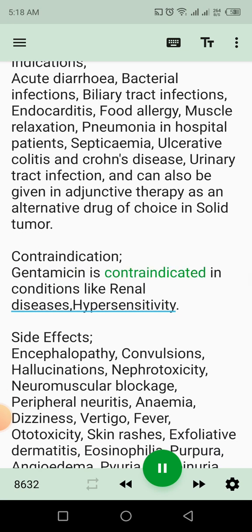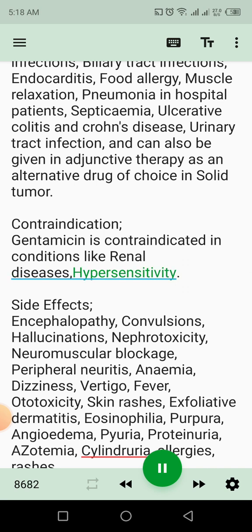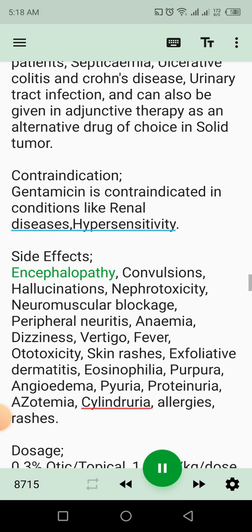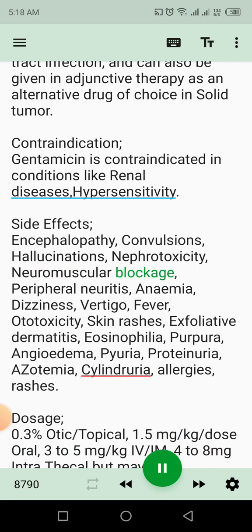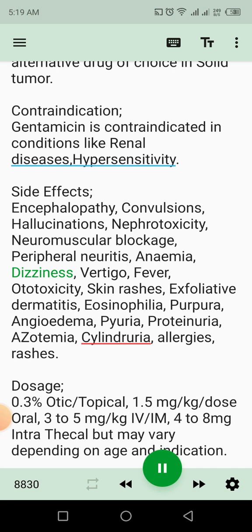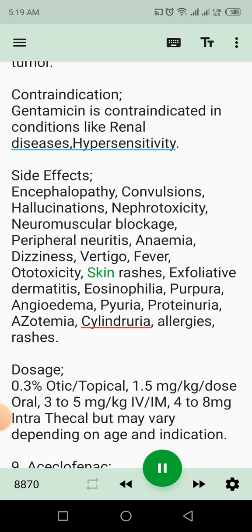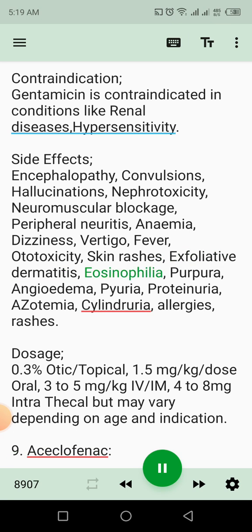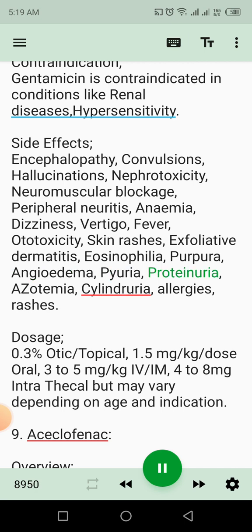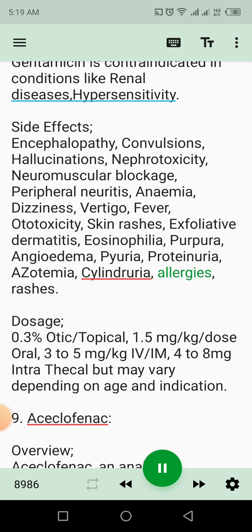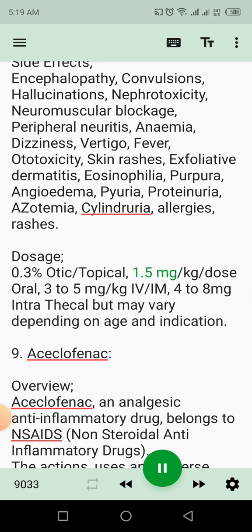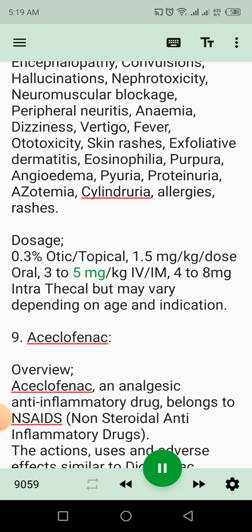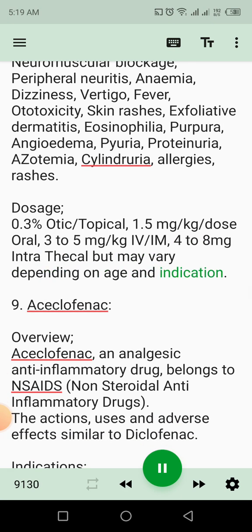Contraindication. Gentamicin is contraindicated in conditions like renal diseases, hypersensitivity. Side effects. Encephalopathy, convulsions, hallucinations, nephrotoxicity. Neuromuscular blockage, peripheral neuritis, anemia, dizziness, vertigo, fever, ototoxicity, skin rashes, exfoliative dermatitis, eosinophilia, purpura, angioedema, pyuria, proteinuria, azotemia, cylindruria, allergies, rashes. Dosage. 0.3% otic topical, 1.5 mg per kilogram dose oral, 3 to 5 mg per kilogram IV IM, 4 to 8 mg intrathecal but may vary depending on age and indication.